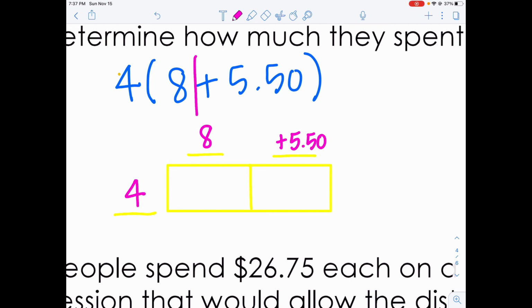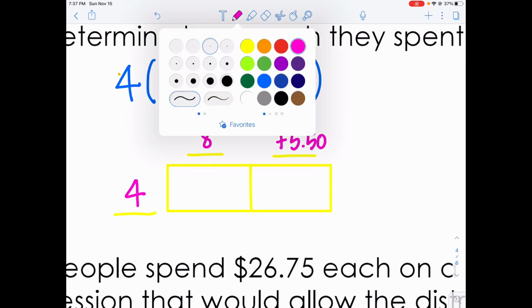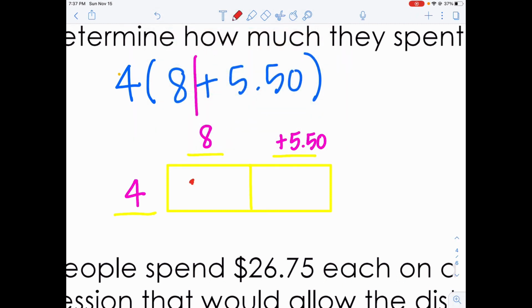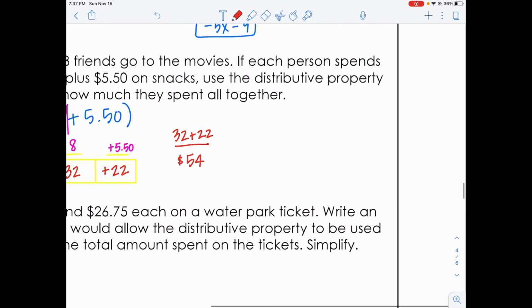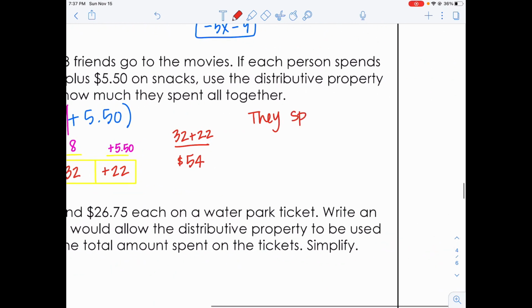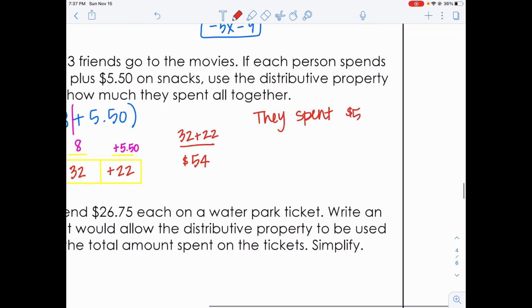Now I'm going to multiply to get what goes inside. 8 times 4 is 32. And then 4 times $5.50 is a positive 22. And then I can rewrite it, 32 plus 22. And this one I can actually go ahead and add. So 32 plus 22 is 54. So then you should write something like they spent $54 all together.